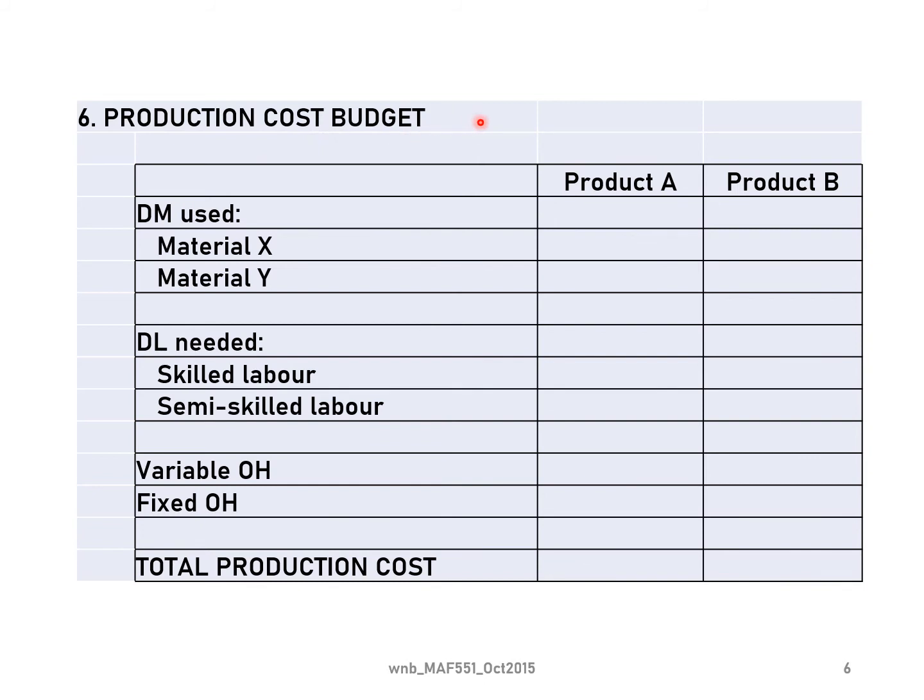Ni biasa je. Macam biasa kita buat untuk MAF 151 dulu. So, this is product A, this is product B. So, this is how you present those. You akan start dengan direct material, X dan Y. Direct labor, skill dan unskill. Lepas tu, all the production overhead, variable dan fixed. So, dapatlah total production cost. Sometimes, the question did ask you to prepare this. Okay.